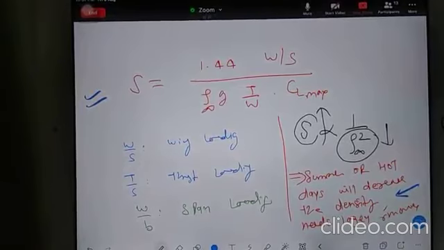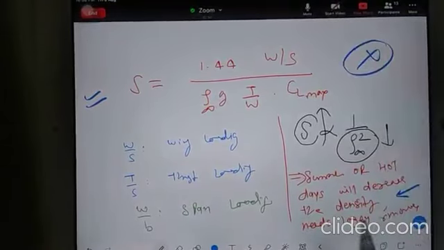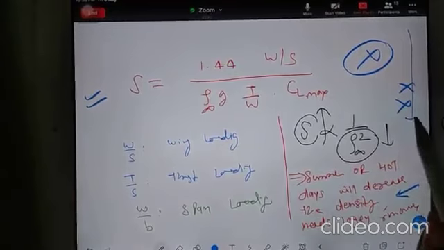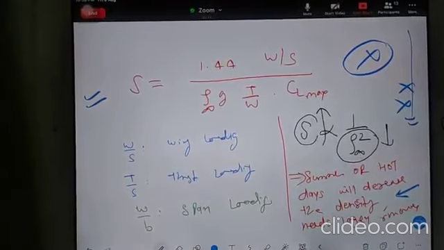Okay, so we have landing distance. Just a minute, only the formula is important. Landing questions they are not asking at all. It's been so many years, not any single time. So we will not focus on landing at all. But just to be on the safe side, we have to mug up the formula for landing.